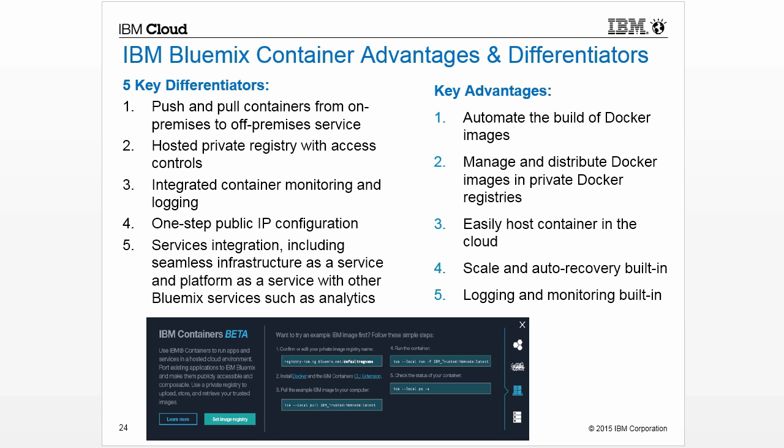Five key differentiators that Bluemix containers provide are: 1. Developers have the ability to download and run containers on-premise prior to running in the public cloud. Using the IBM Container Extensions command line tool, deployment automation of containers to private and public clouds is easily achieved.